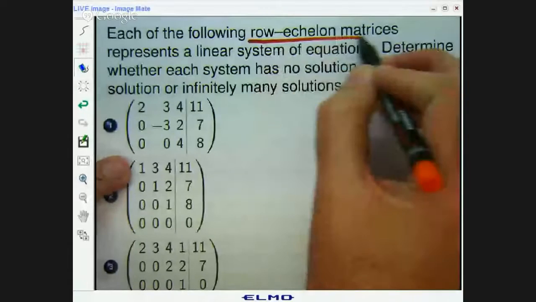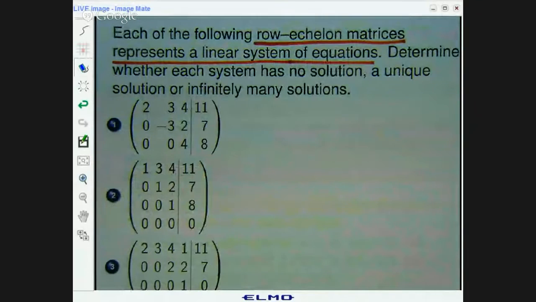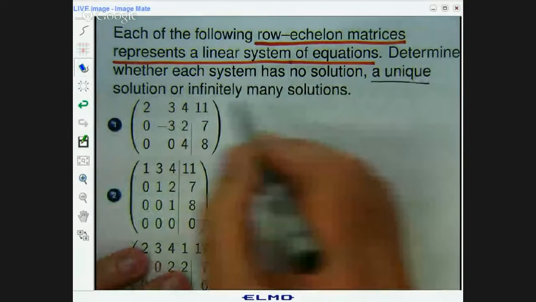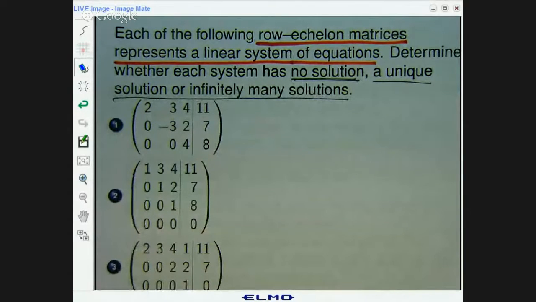Okay, so essentially the idea is to be given a row echelon form of a matrix and decide, well, is the linear system associated with that consistent, or is there no solution? Let me give you some examples, and I'll share my screen with you. All right, each of the following row echelon matrices represents a linear system. Determine whether each system is consistent, in other words, it has a unique solution or infinitely many solutions, or inconsistent, no solution. Okay, so how do we do that?